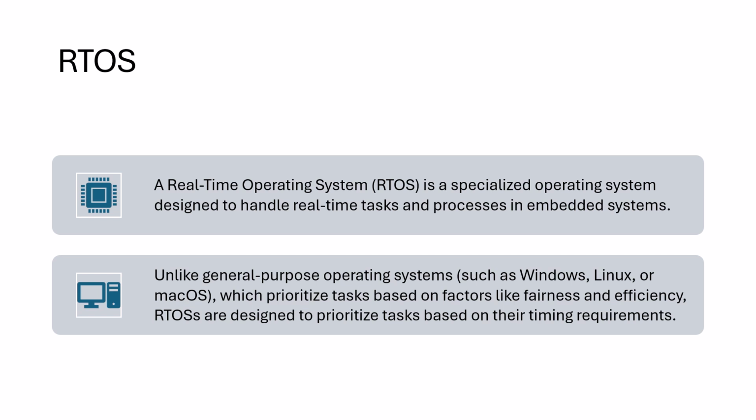It is specifically designed for embedded systems, that is, small systems which have minimal resources, so they will have less RAM or less space to run. Unlike general purpose operating systems such as Windows, Linux or Mac OS, which prioritize tasks based on factors like fairness and efficiency, that is, they have more space, RTOS are designed to prioritize tasks based on timing requirements. That is, you have very small space, so you need to run the software quickly, and that's where RTOS comes in.